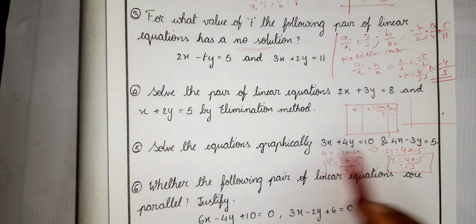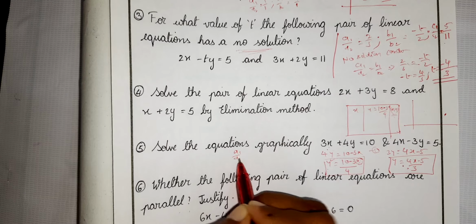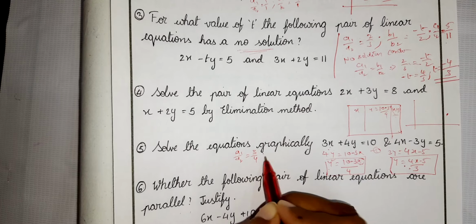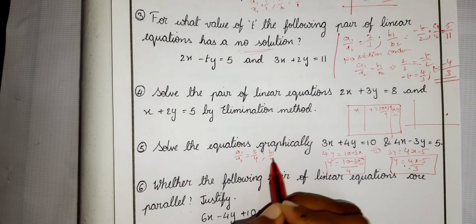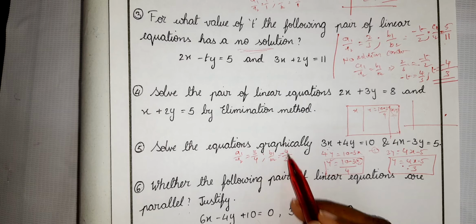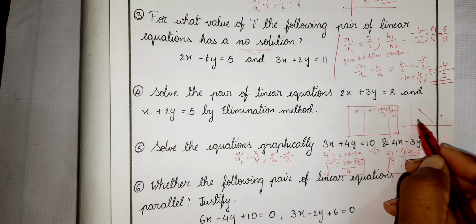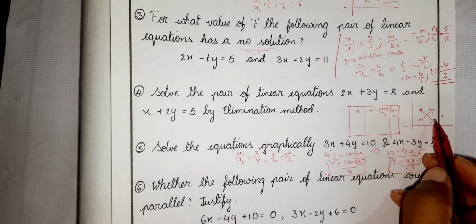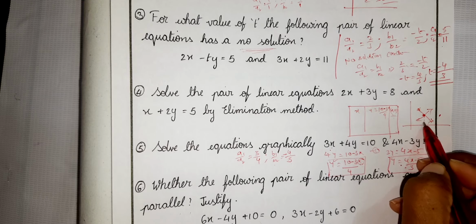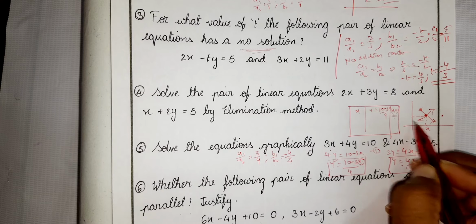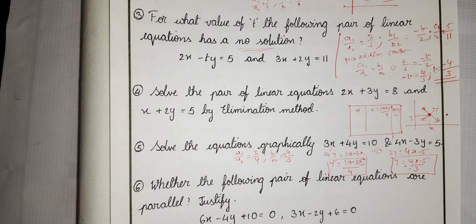So for that we will check the conditions. Right? Now find out a1 by a2. What is a1 by a2? 3 by 4. Now b1 by b2. What is b1 by b2? 4 by minus 3, that is minus 4 by 3. Right, this is 3 by 4, this is minus 4 by 3. a1 by a2 not equal to b1 by b2. Therefore, intersecting lines. So the point of intersection, see the respective x and y values. That gives you the solution to the given pair of linear equations. Clear? So this is the method to find it.